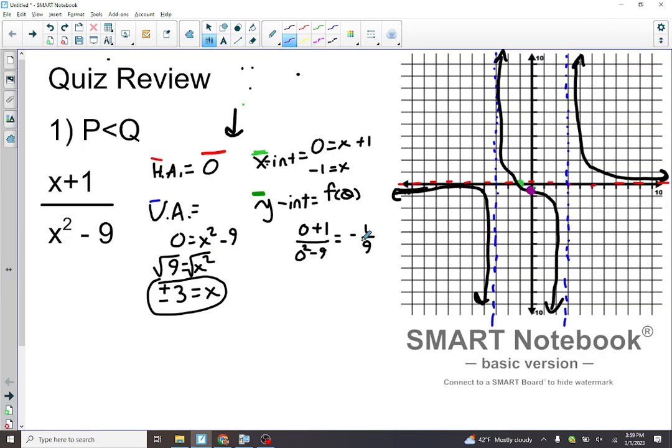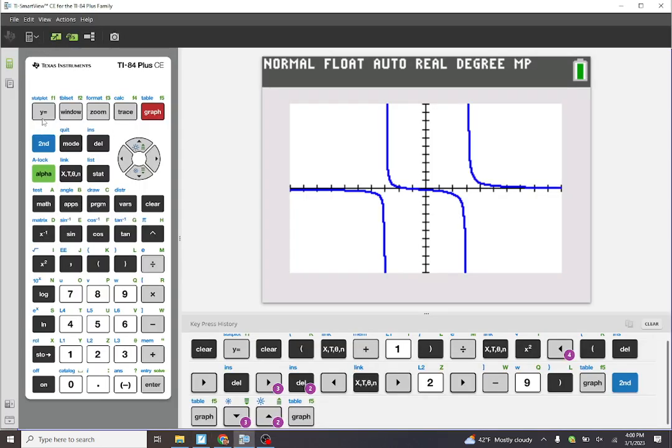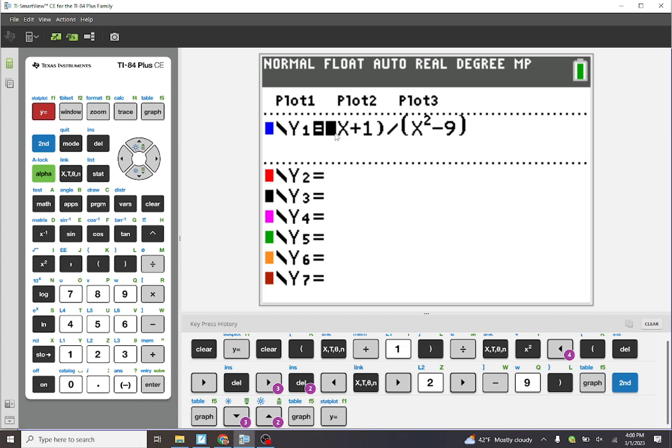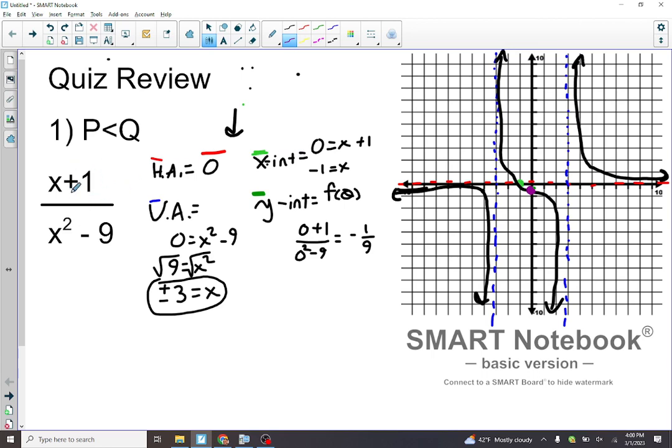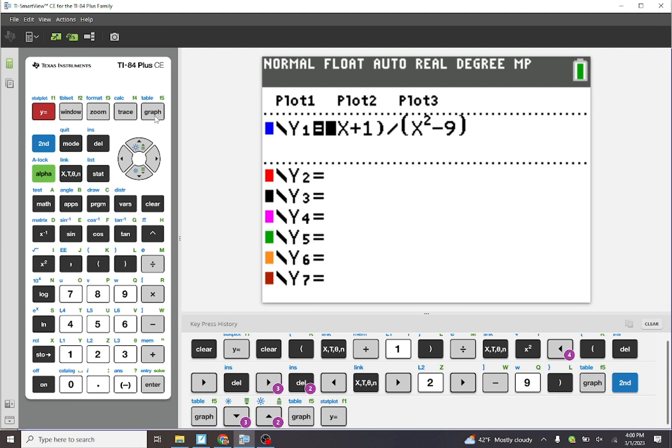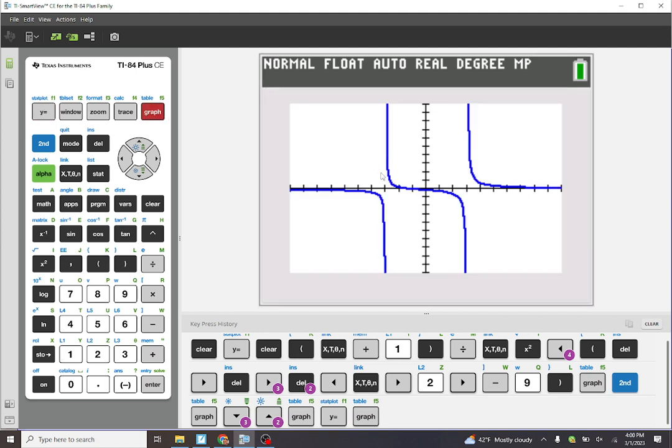If you need to, plug in as many points as you can to figure out the curve. But if you have a calculator, just use the calculator. When you put it in the calculator, what do you actually write? I put in the original equation I received: in parentheses x plus 1, divided by, in parentheses x squared minus 9. Literally the equation I give you. It knows to graph three different lines. Yes, all three parts are relevant to the graph.